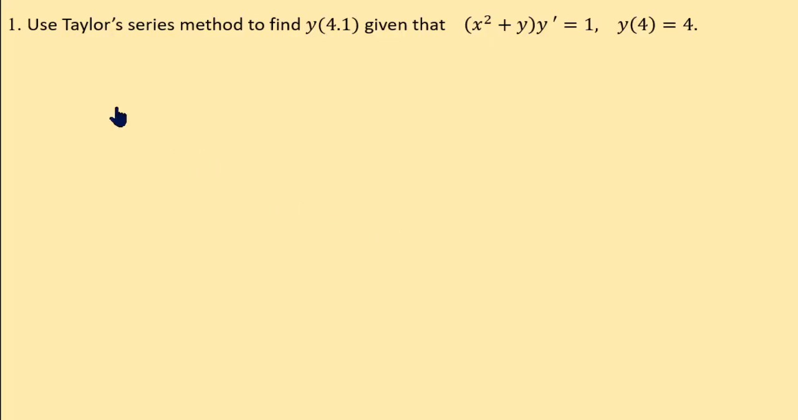The first one is Taylor series method. One example: use Taylor series method to find y at x equal to 4.1 given that x square plus y into y dash, that means dy by dx, equal to 1 and y at 4 equal to 4. So, this is given and hence you take x naught is 4 and y naught is also 4.